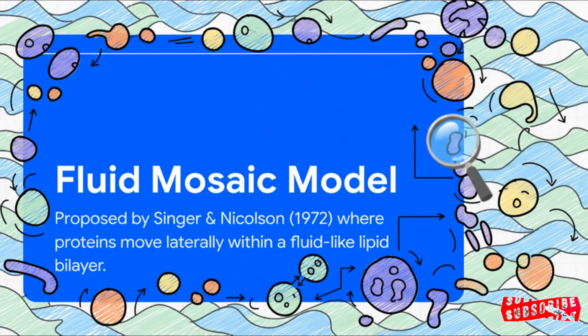The way we understand this structure is called the fluid mosaic model. Now, I want you to think less of a solid wall and more like the surface of a bubble. The lipids form this fluid layer, and the big protein molecules are just kind of floating around in it, almost like boats on a sea. And this fluidity is absolutely key. It lets the cell move, change shape, and even repair itself.